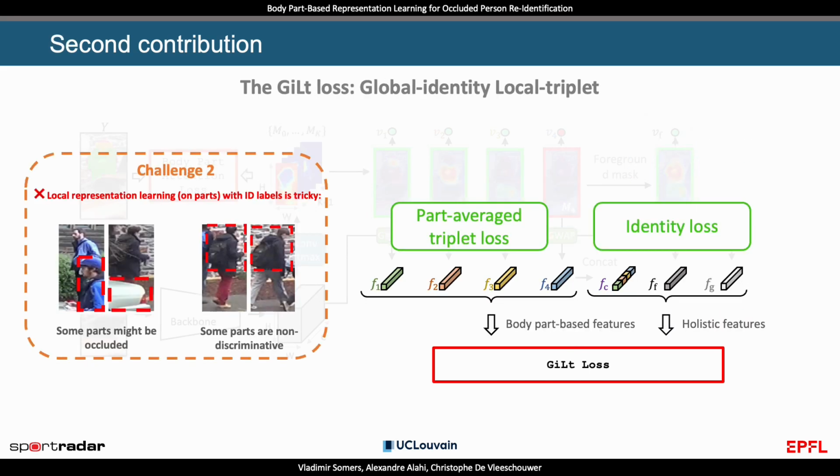The second contribution is our GILT loss. The GILT loss is designed to address the second challenge introduced before. GILT means Global Identity Local Triplet and is a combination of 2 losses: a custom part average triplet loss applied on all part-based embeddings and an identity loss applied on all 3 holistic embeddings. GILT is designed to be robust to occlusions and non-discriminative local appearance.